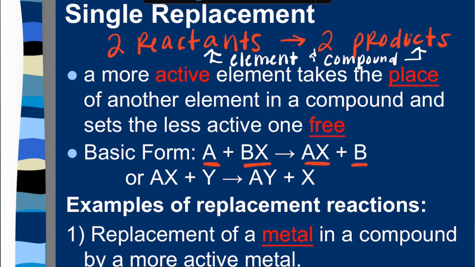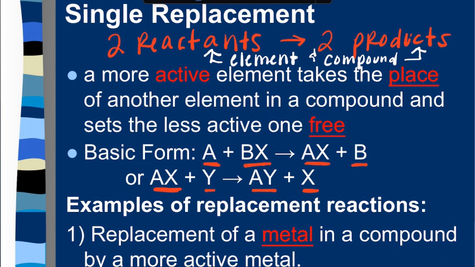Or maybe they switch places in different ways, right? We could have a compound and an element, and that makes a compound and an element. And right now, those might look kind of the same, but I'll show you how they're a little bit different here when we get more in depth with our single replacement reactions.